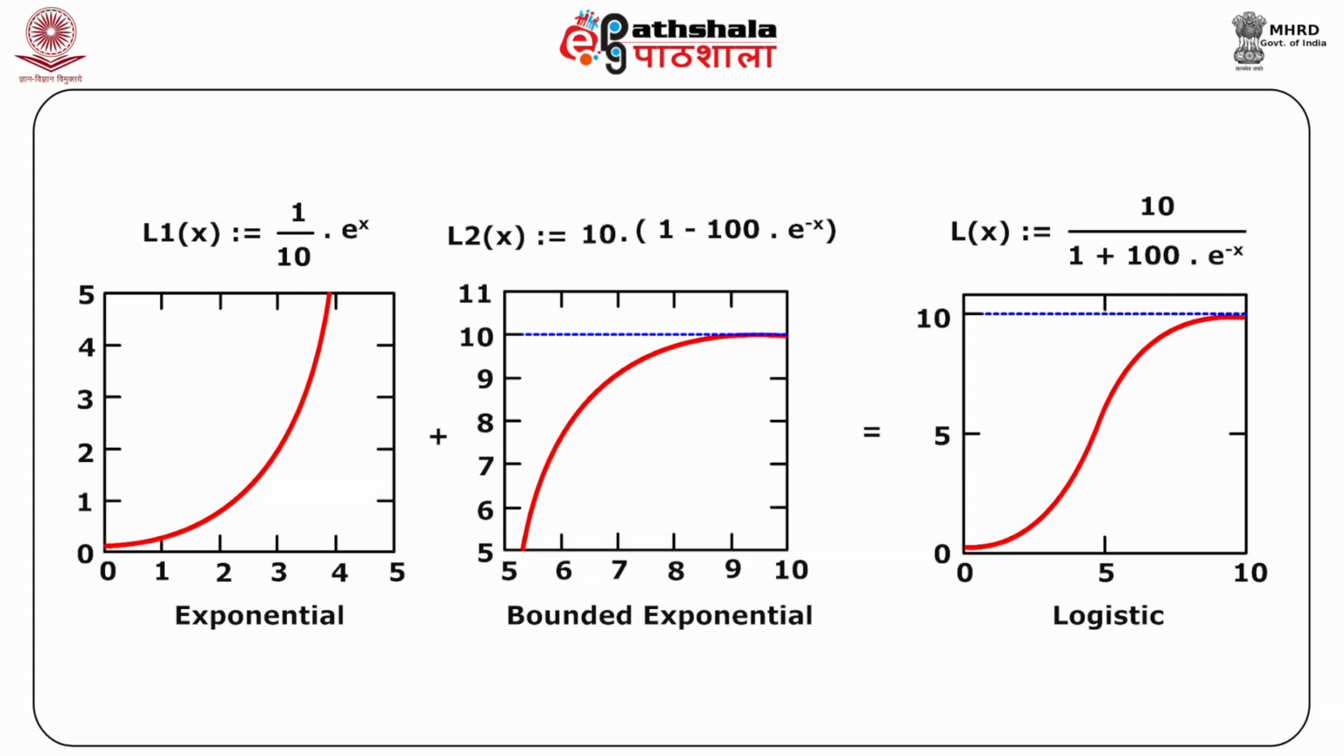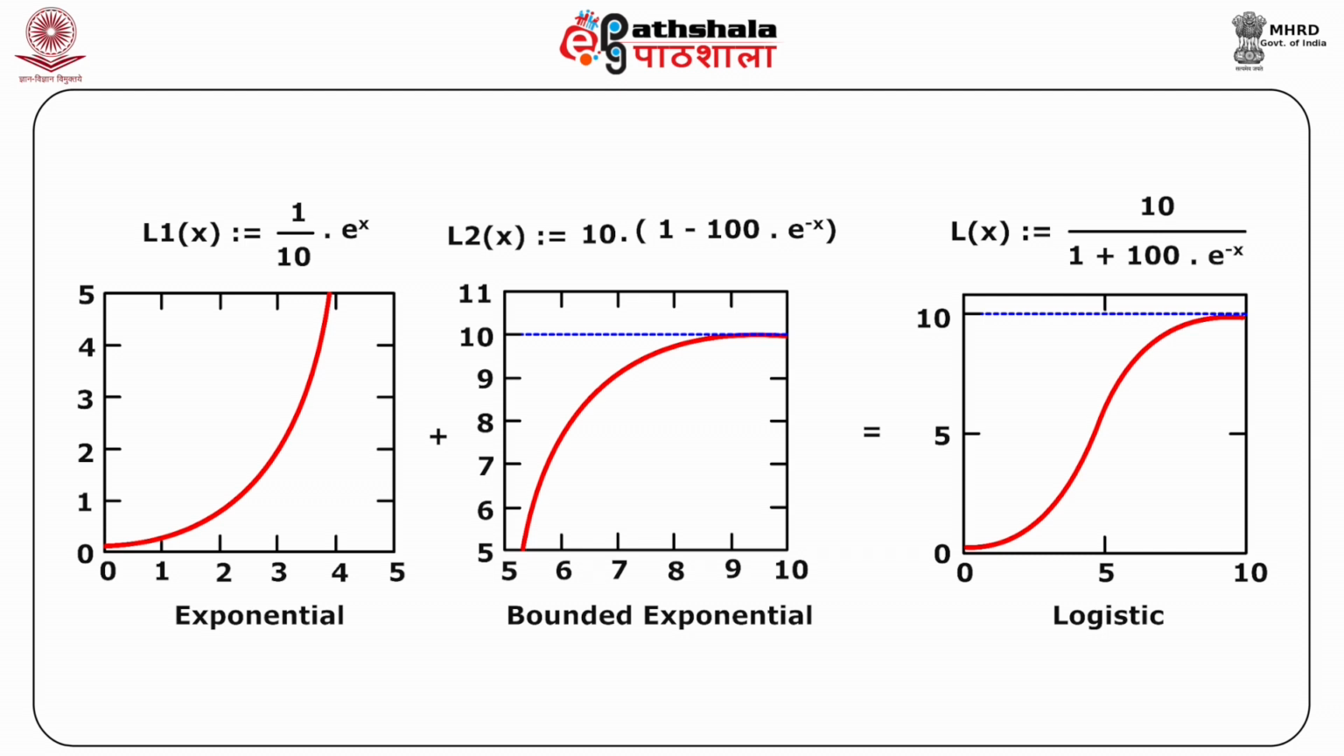In the first picture, we can see an exponential function which we have already studied. It starts low and increases suddenly. Then in the second, we see a bounded exponential function which grows but starts to taper off and becomes almost parallel to the x-axis when the function reaches a value of 10.